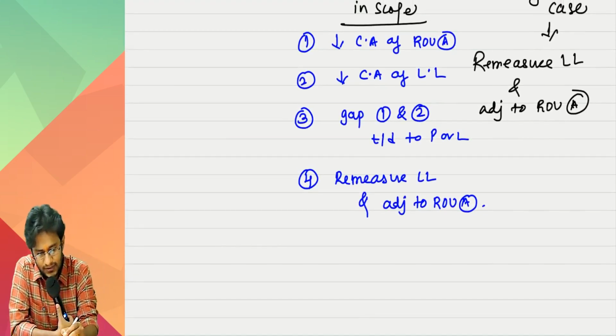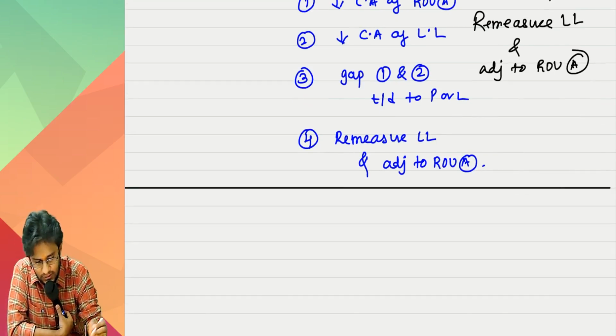Now, from the lessee point of view, one last point is there. With that, our lessee is done. We can move on to lessor.